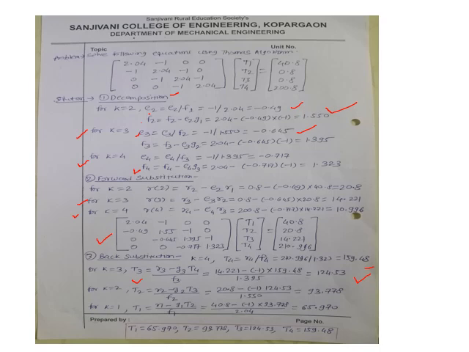While k is equal to 2, T2 is equal to R2 minus G2 T3 upon F2. So that will give you the value of T2. While k is equal to 1, T1 is equal to R1 minus G1 T2 upon F1. So that will give you the value of X1, that is T1. So in this case, you can write the answers at the end.